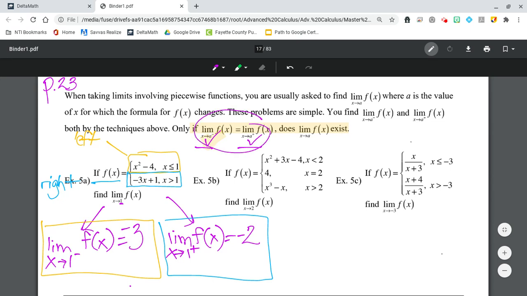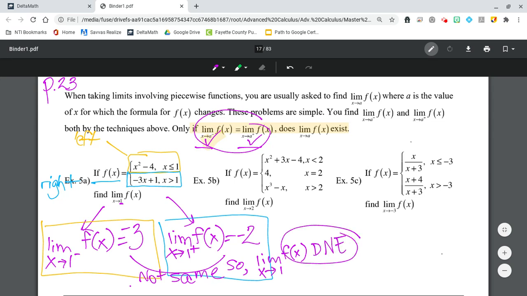Now remember, we said that the left-hand limit and the right-hand limit need to be the same. Well, these are not the same. So since these two are not the same, the limit as x approaches 1 of f of x does not exist.